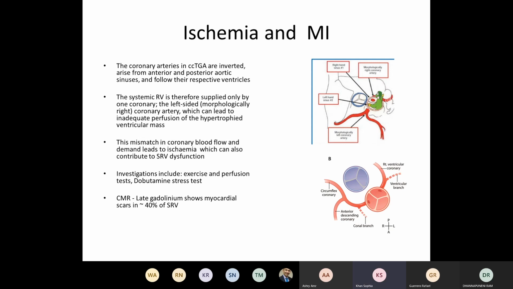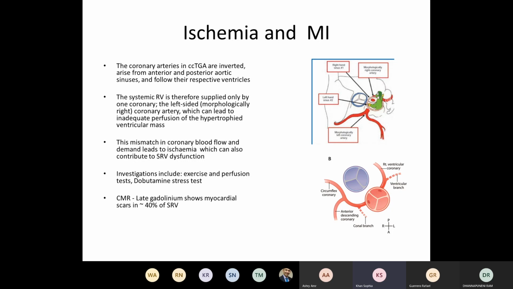This slide is just talking about the coronary arteries, because as I said at the beginning, the failure of the right ventricle, as well as the reasons we've discussed, is not helped by the fact that the coronary artery anatomy is not ideal either. Just as the ventricles are inverted, the coronary arteries are inverted as well, meaning that the morphological right ventricle on the left is supplied by a single right coronary artery. As this ventricle becomes hypertrophied and has more myocardium, it's inadequately perfused by the single coronary, and so you have a mismatch in the perfusion and demand of that myocardium, so this becomes ischemia.